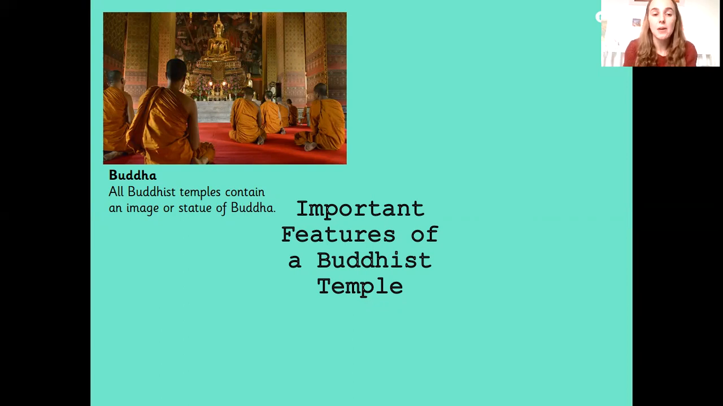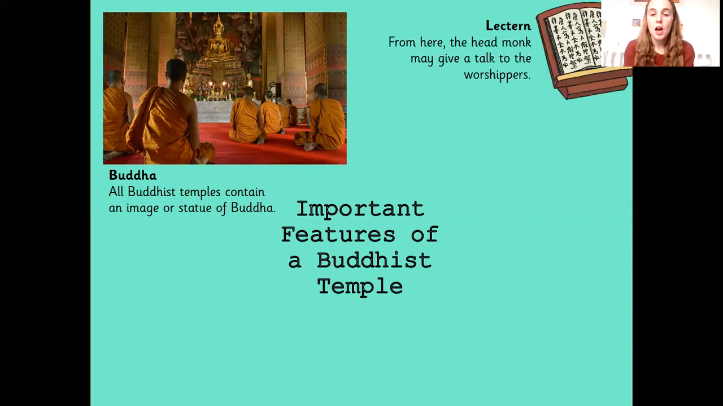Okay, so we can see down here we've got Buddhist monks sitting in front of the statue of Buddha, the golden statue of Buddha. So all temples include images of Buddha, whether that be statues or pictures. As well as that, there's also a lectern.